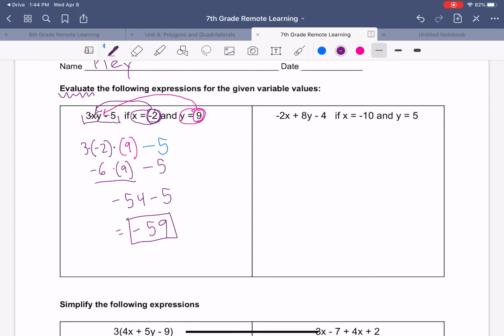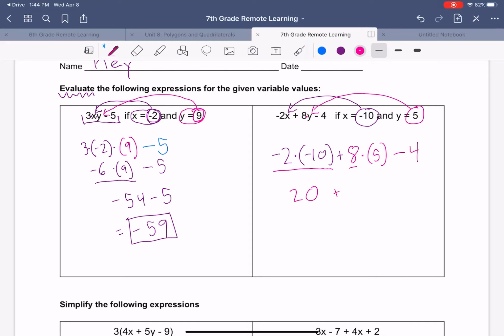Next we have x equals negative 10. So we'll put that right there. That makes it negative 2 times negative 10 plus, y is 5, so that goes right there. So plus 8 times 5. Remember, it's 8 times 5, not 85. This means multiplication. And then minus 4. So we'll do our multiplication. Negative 2 times negative 10 is a positive 20. Plus 8 times 5 is 40. Minus 4. And then 20 plus 40 is 60. Minus 4. So 60 minus 4 is 56.